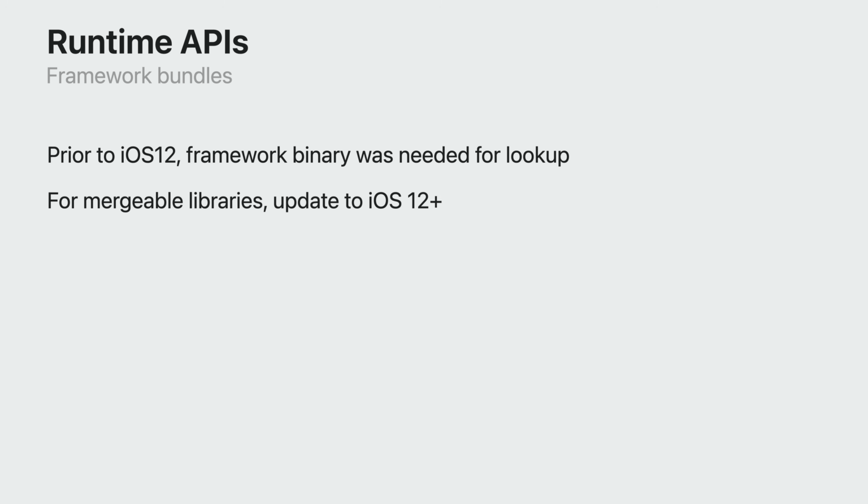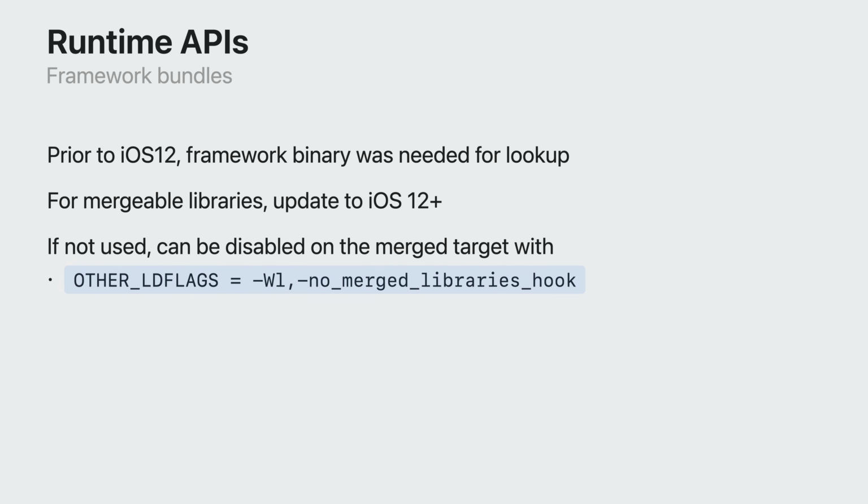Good news! In iOS 12, a hook was added to enable lookup for this scenario. That does mean if you rely on bundle lookup support, you should update your minimum deployment version to iOS 12 or later to use mergeable libraries. But if you don't rely on these APIs, you can disable the support with the new linker option, No Merged Libraries hook. Then you won't need to update your app's deployment version. If you're merging frameworks that don't contain bundle resources, you also may not need the bundle hook. If this is the case, you should consider adding this option anyway to improve launch time performance.